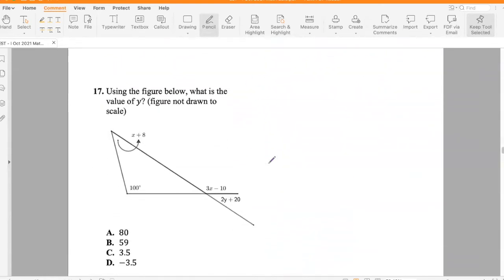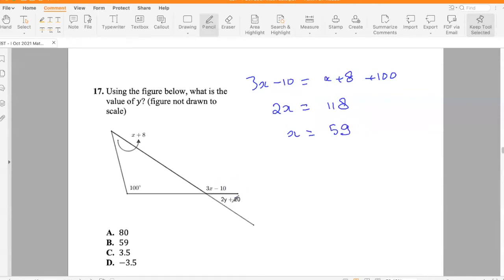Using the figure below, what is the value of y? Okay, so the first thing we can do is find x. This is the exterior angle, so it will be the sum of the interior opposite angles. So 3x minus 10 should be x plus 8 plus 100. So 2x is 18 plus 100, which is 118. So x will be 59, right?